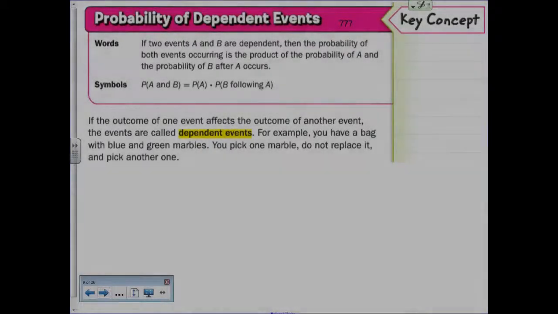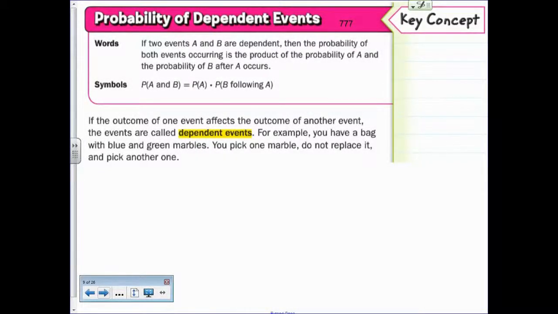Let's take a look at dependent events. On page 777, it says, if two events A and B are dependent, then the probability of both events occurring is the product of the probability of A and the probability of B after A occurs. So the difference between this and independent is that once A occurs, B is affected. So if the outcome of one event affects the outcome of another event, the events are called dependent events.